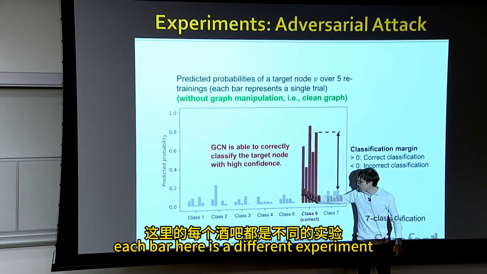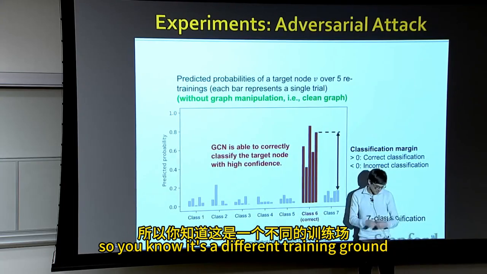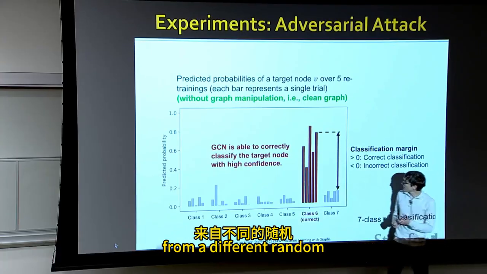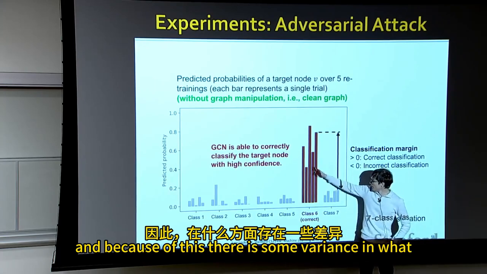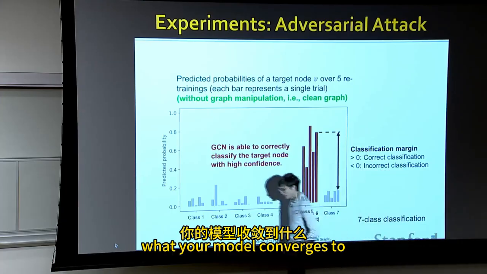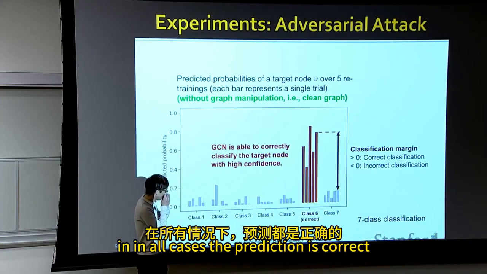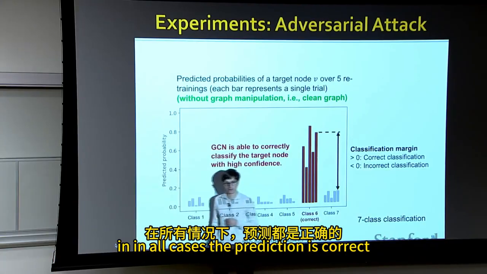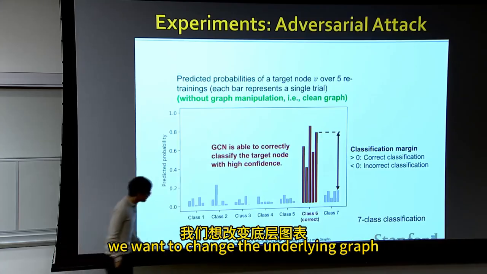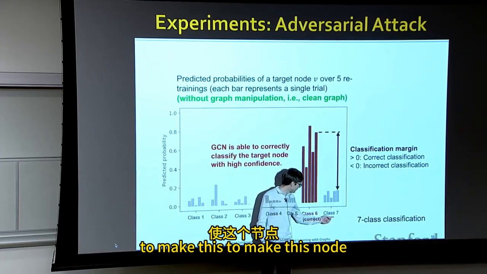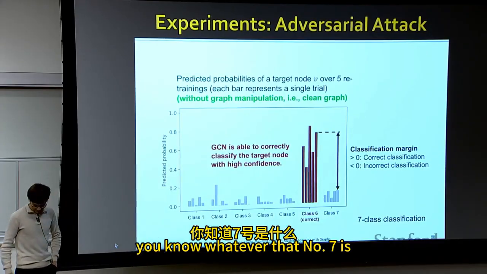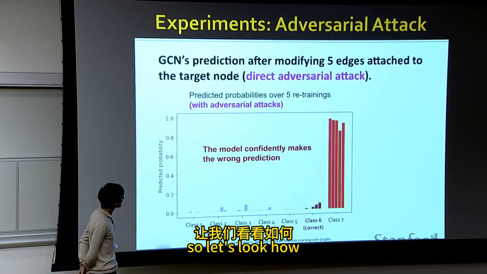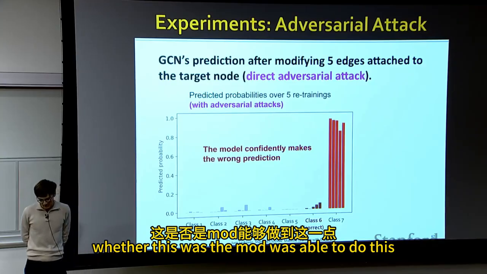The reason why each bar here is a different experiment. So, it's a different training run from a different random starting point, and because of this there is some variance in what your model converges to, but the point is in all cases the prediction is correct. Okay, so what we want to do now is change the underlying graph to make this node belong to class number 7. You know, whatever that number 7 is. Okay? So let's look at whether the model was able to do this.